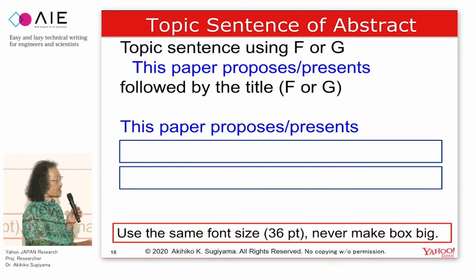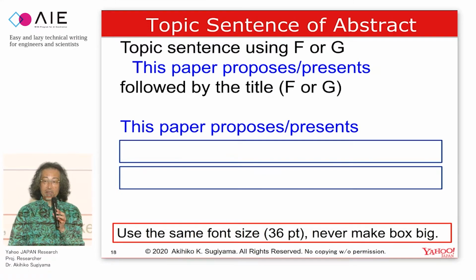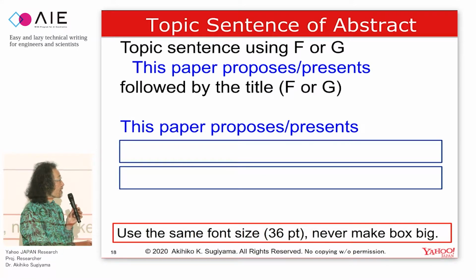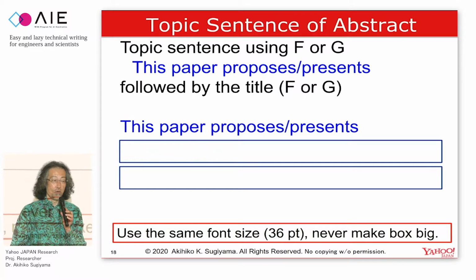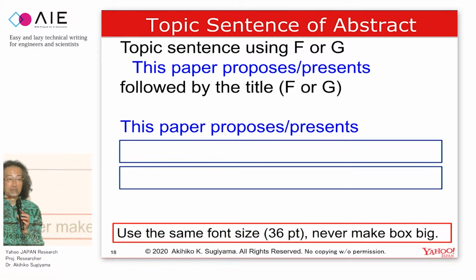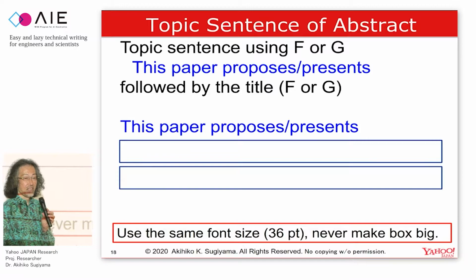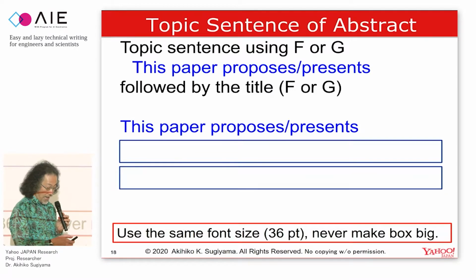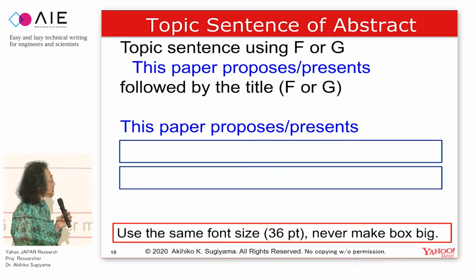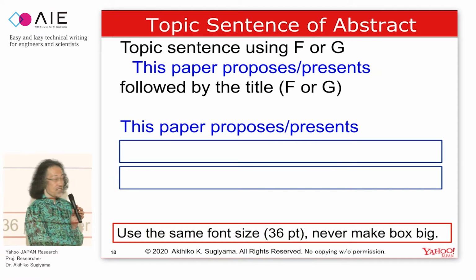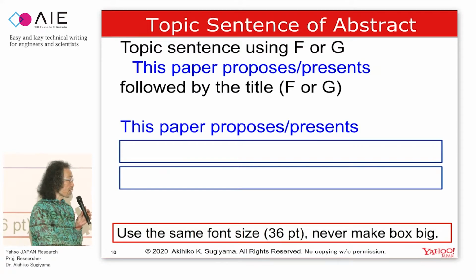Okay, so that's a simple difference. Let me repeat it again. Always start with "This paper" and use "propose" or "present." That is a key to a successful abstract. So that it looks like this: This paper proposes or presents, plus the title of your paper.